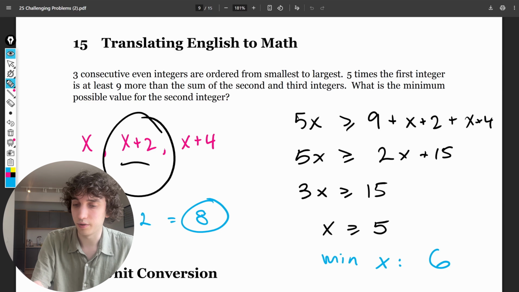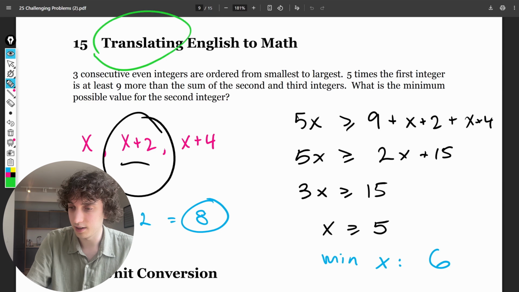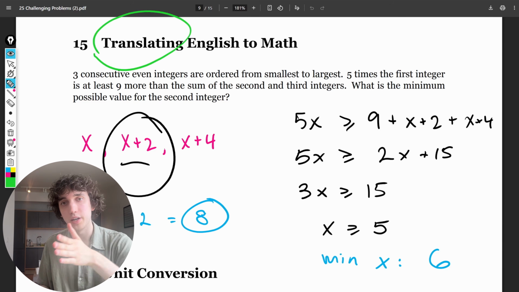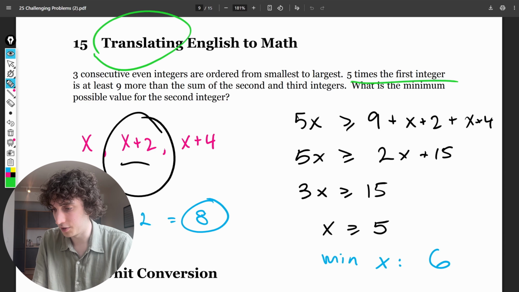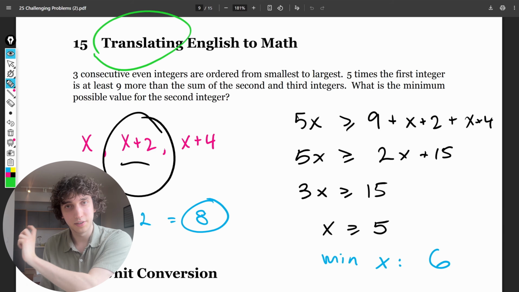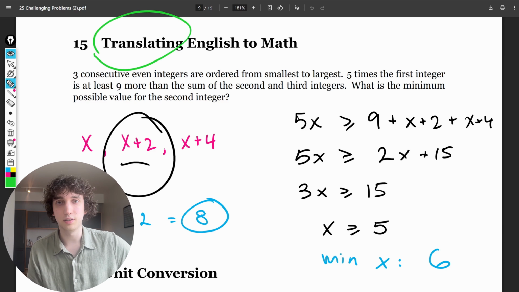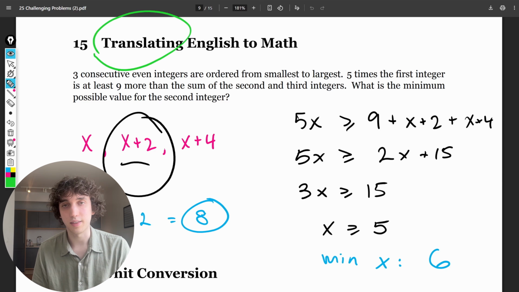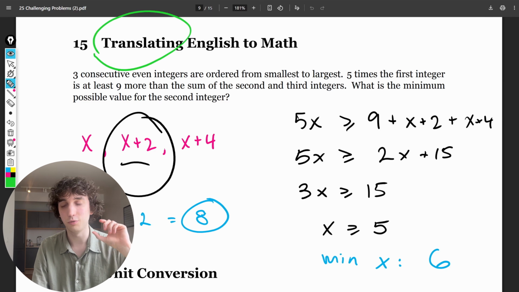Notice that the way that I approach this is I translated the words, the paragraph in English, like bar for bar into math. 5 times the first integer, 5x, at least, greater than or equal to, 9 more than, 9 plus. Like every single chunk of the text has a direct translation into mathematical terms. And you should be very comfortable translating it piece by piece like that. Don't read the entire sentence and then try to come up with the entire inequality. You will make a mistake.